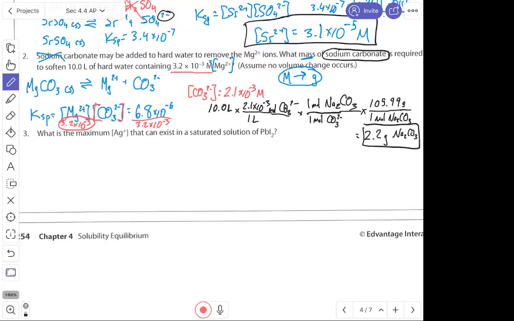So we're not going to do number 3 because it doesn't actually have any numbers. I'm not going to waste time at this point on problems that are not like what we're going to see on the AP test. So forget that.